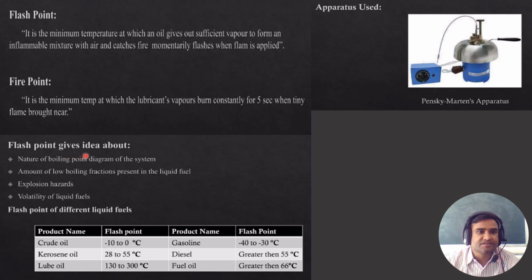And that gives us some idea of the nature of the boiling point diagram of the system, and the amount of low boiling fraction present in the liquid fuel. Then we have explosion hazard, volatility of liquid fuels, and flash point of different liquid fuels. You can see in this table the different flash points of crude oil, kerosene, lube oil, gasoline, diesel, and fuel oil. This flash point is measured using the Pensky-Martens apparatus.